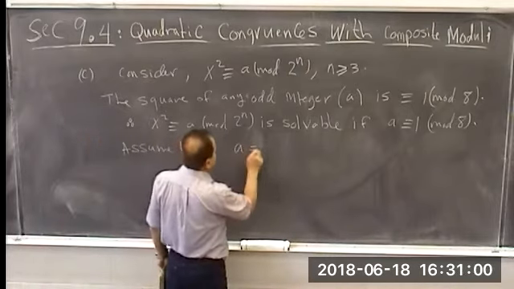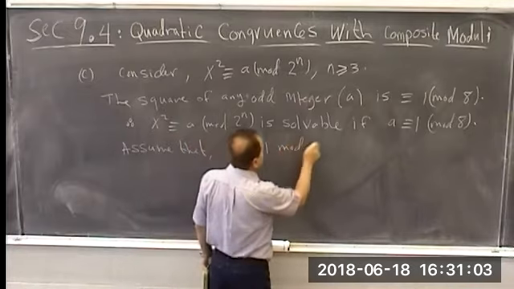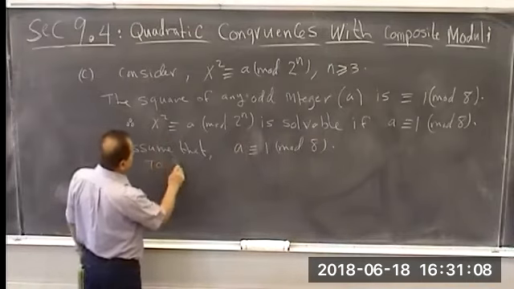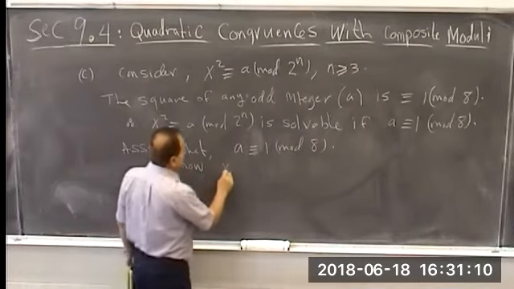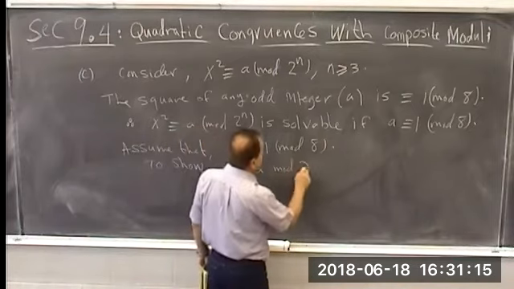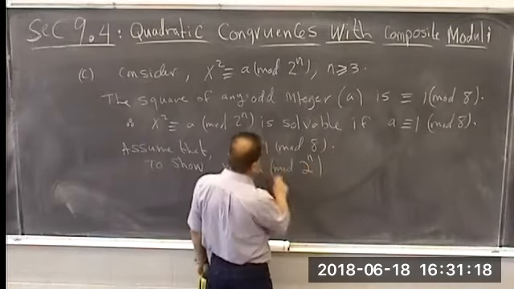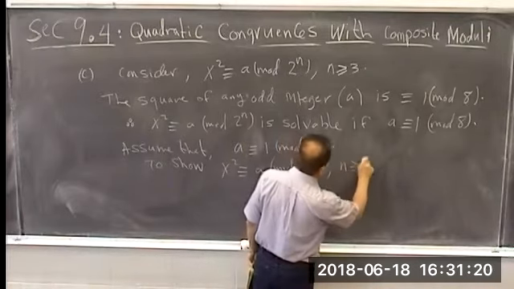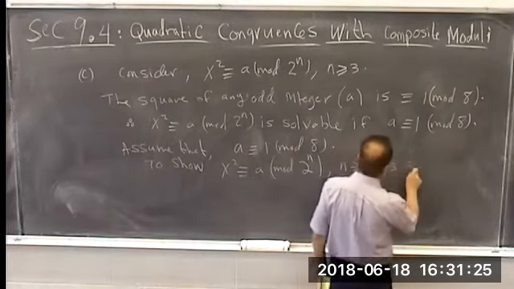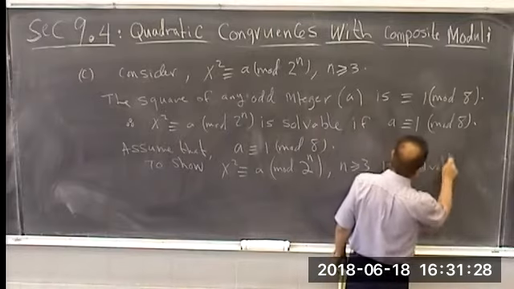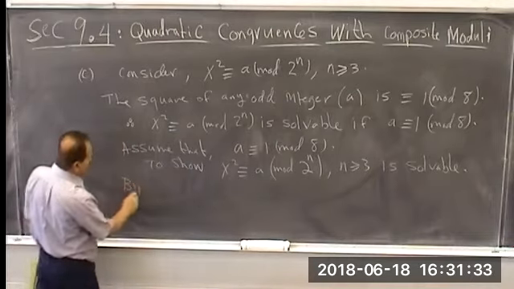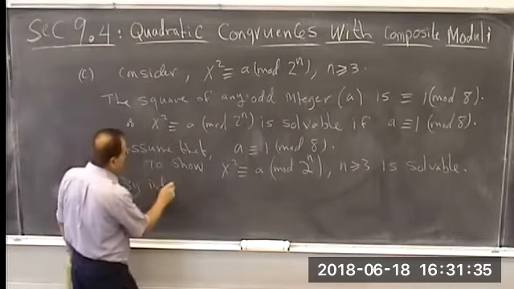That a is congruent to 1 mod 8, and we wanted to show x squared congruent to a mod 2 to the n, for n bigger than or equal to 3, is solvable. How we're going to do this is again by induction on n.